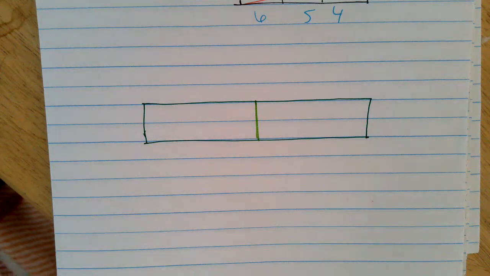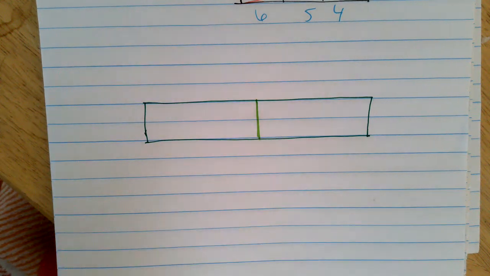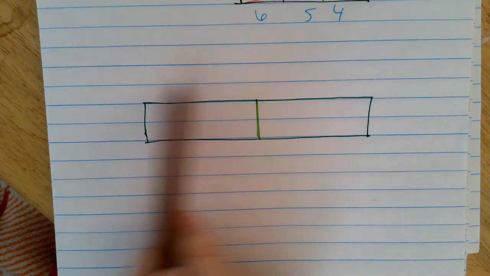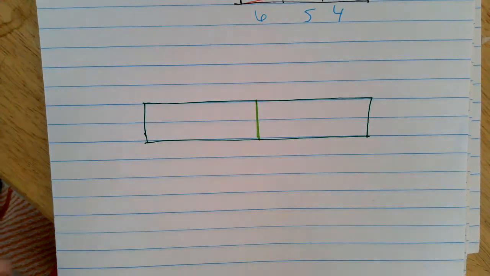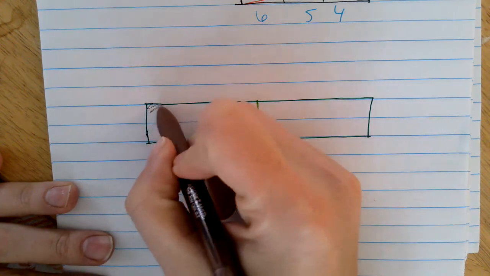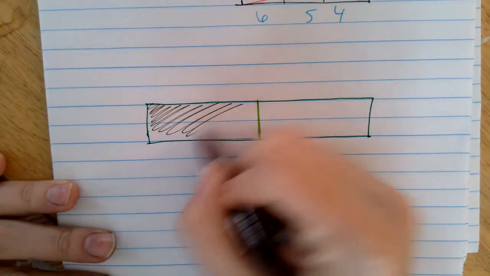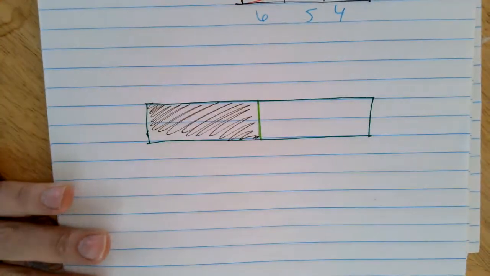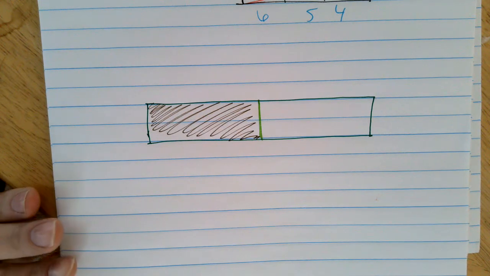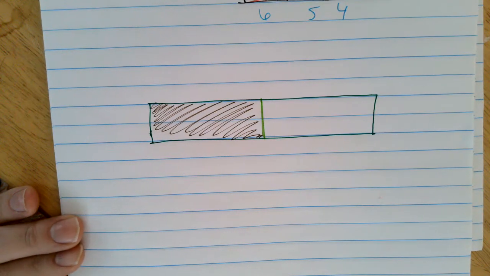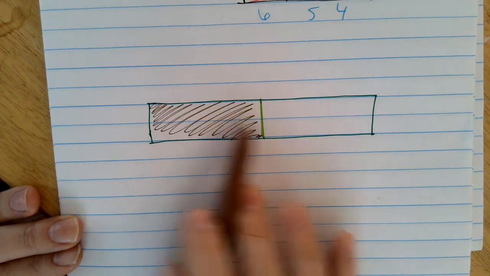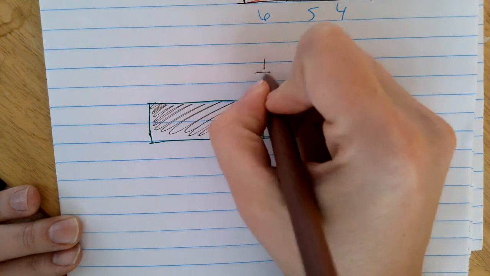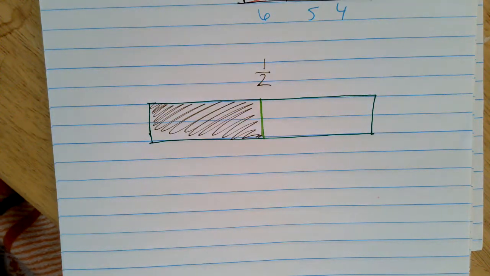This box is divided into two equal parts. Okay, I had a whole and I divided it into two equal parts. When I shade one part, how much of that did I shade? Well, I shaded half, one of two parts. I shaded half of this whole.